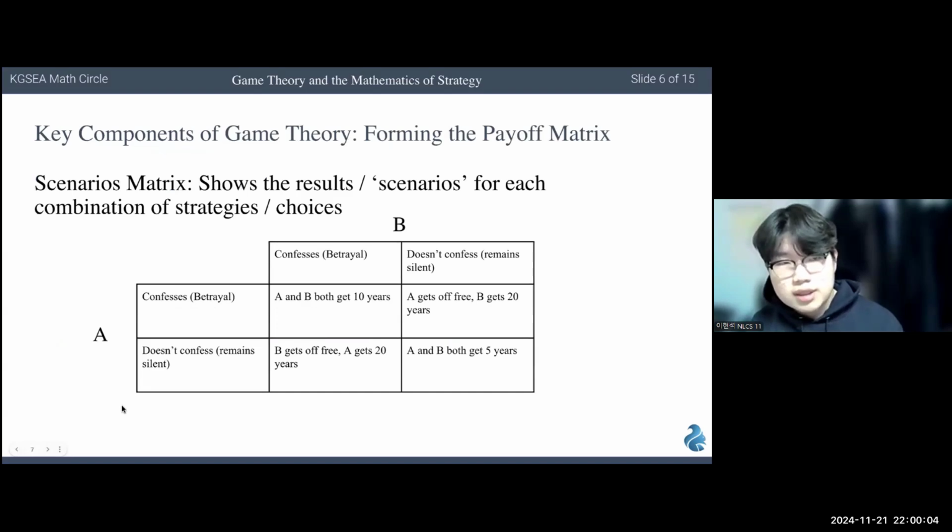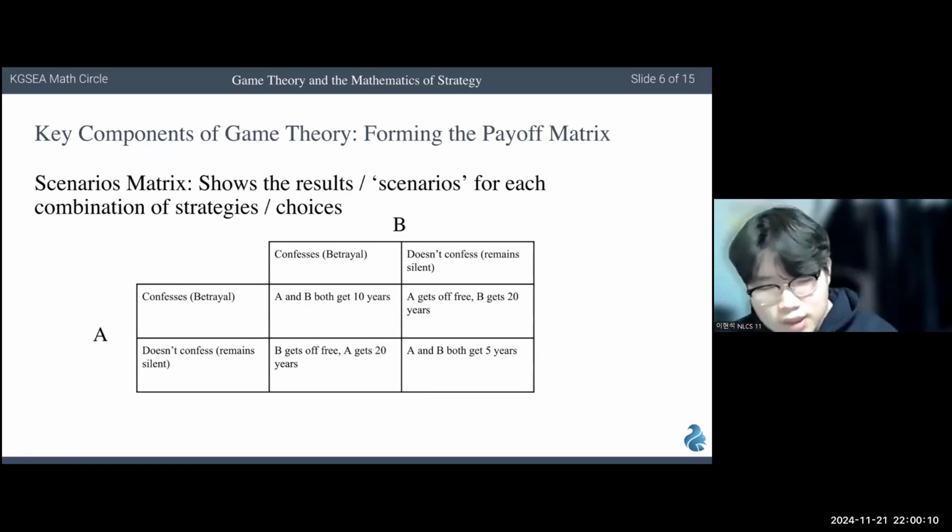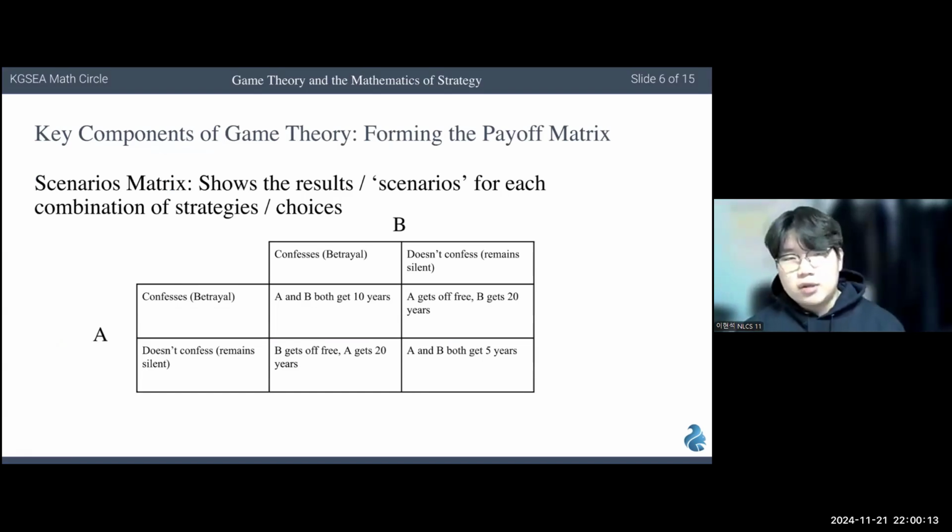So essentially, this comes in handy when creating a scenarios matrix, which will be used to create the larger payoff matrix. It shows the results or scenarios for each combination of strategies or choices. If they both confess, A and B both get 10 years. If A doesn't confess but B confesses, B gets off free, A gets 20 years, etc. It's the same thing that I showed you in the initial slide.